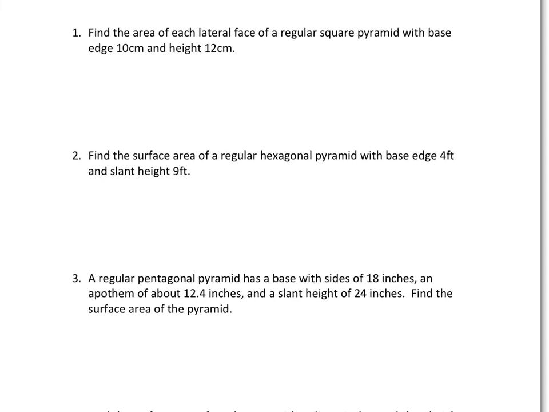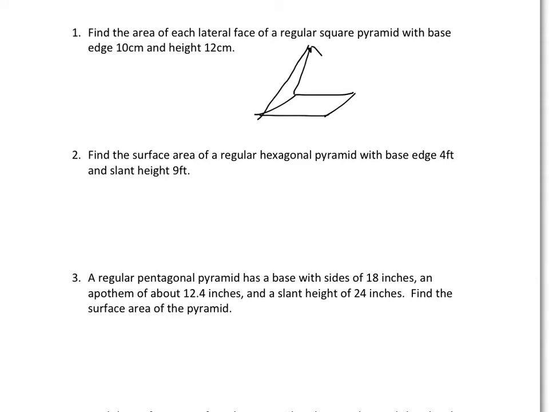So some examples here. We're going to find the area of each lateral face, just the lateral area of a regular square pyramid. So you draw a square as the base, put a point up top, connect to all the vertices, and there's my square pyramid. The bottom's a square. We have base edge 10, which means all the base edges are going to be 10, and the two in the back are also 10, and a height of 12. Remember, height is the vertical one, straight down to the center.